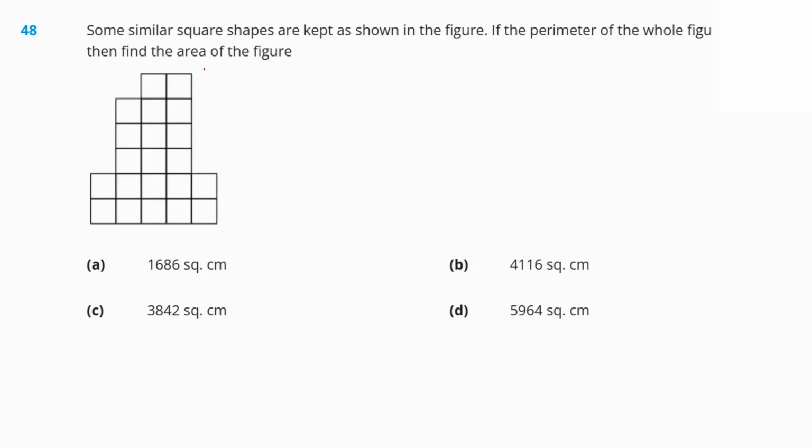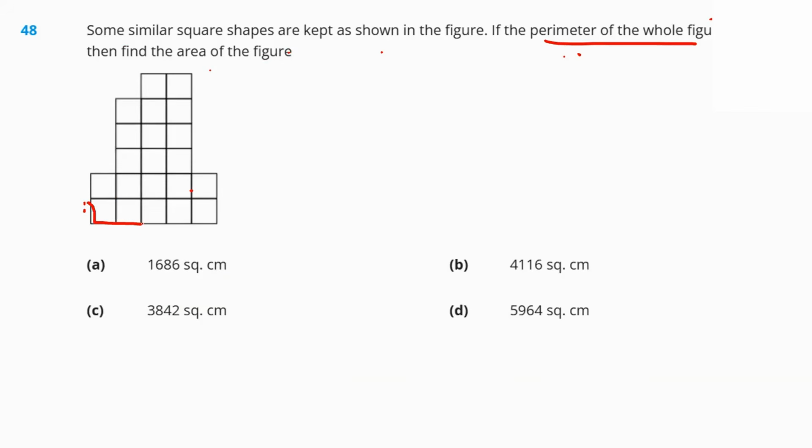The next question reads, some similar shapes are required. Some similar shapes are just accumulated together and they form a shape. Okay. The perimeter of the whole figure is given to be 308. Okay. See, they are similar looking squares. So how many sides together make 308?